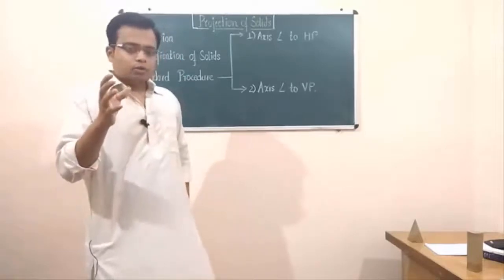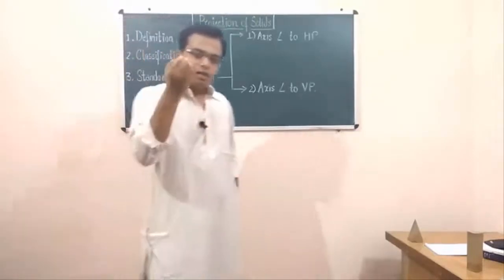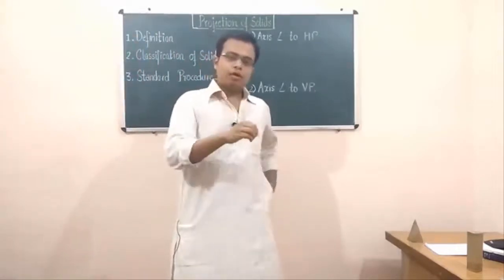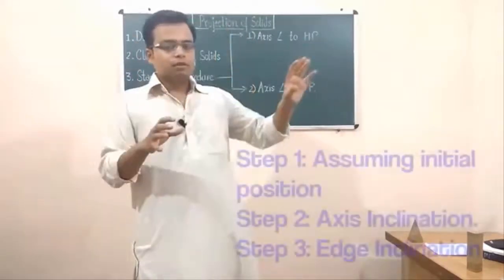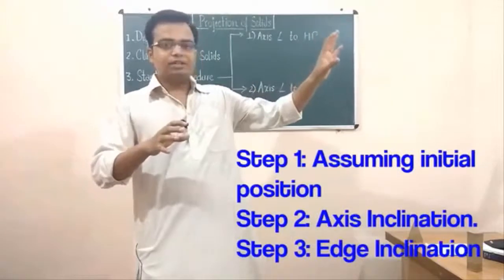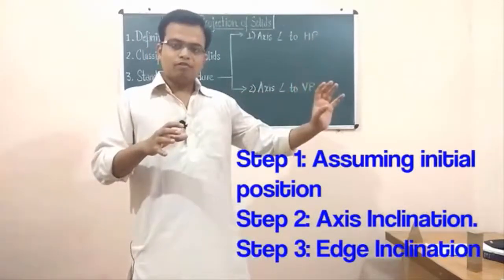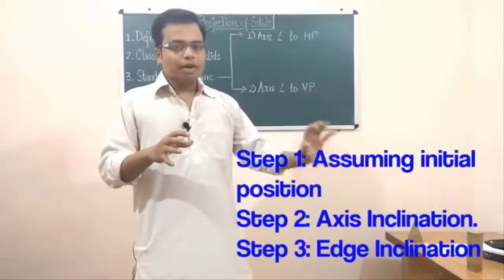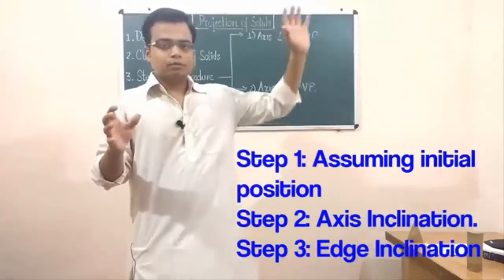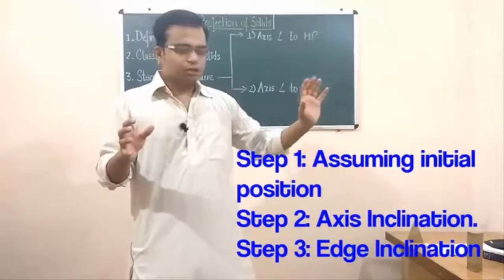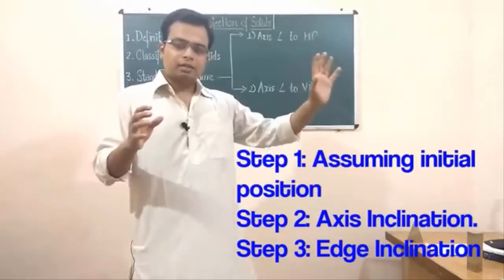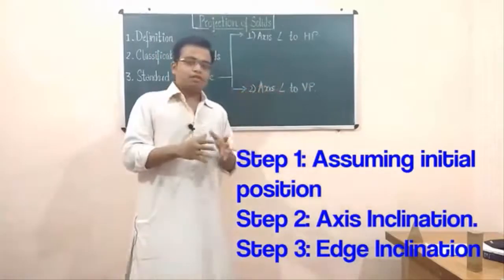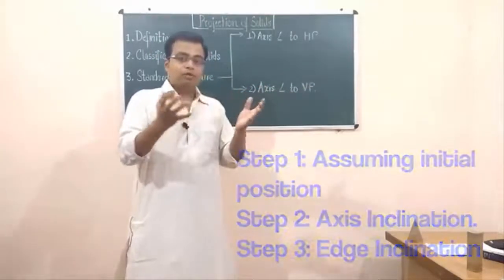The standard procedure is very simple. There are 3 steps. Just like in projection of planes there were 3 steps, here also in projection of solids there are 3 steps. Step number 1 is all about assuming the initial position. Step number 2 is axis inclination, and in step number 3 we're going to go for edge inclination. Initial position, axis inclination, edge inclination. Those are the 3 steps we're going to be working with. But the most important step is step number 1, where you have to assume the initial position.